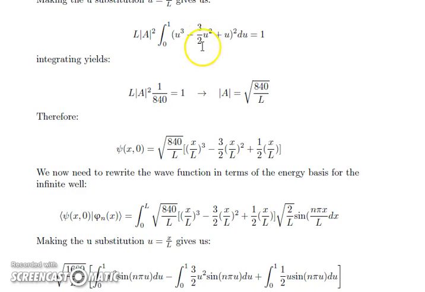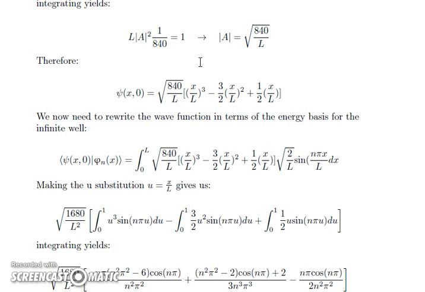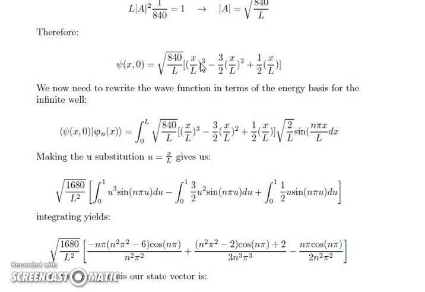So doing that, you get that the modulus of our a needs to be the square root of 840 over the length of our box. And then we just choose the real number that has that modulus. So therefore, we know that our normalized wave function is this.